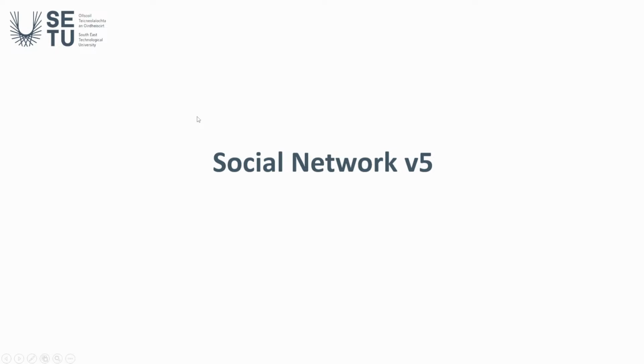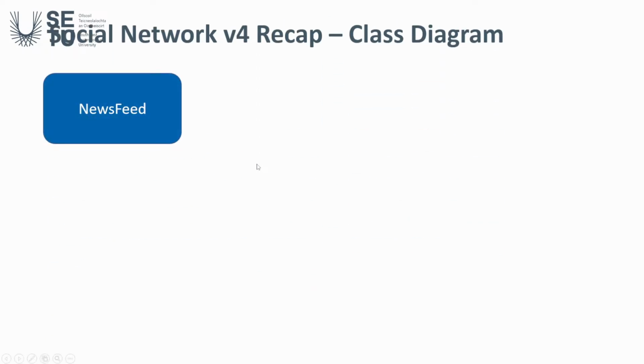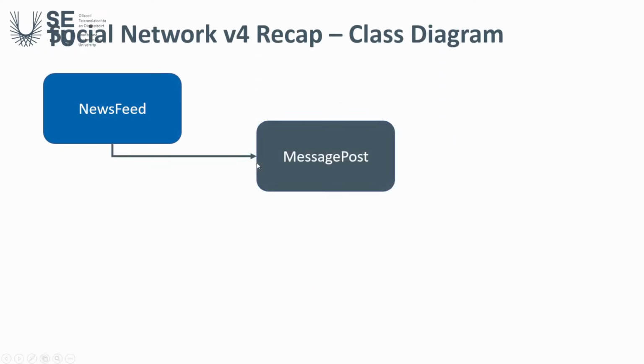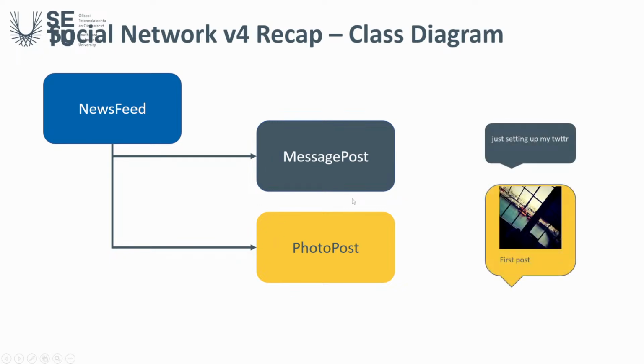So let's look at how we're going to change social network version 4 so that we can now include inheritance. So we only looked at version 4, so let's have a look. We said that in version 4 we had a newsfeed. The newsfeed had an array list of messages and an array list of photos. And we said that when we went to show it, we were going to show all of the messages first and then all of the photos.